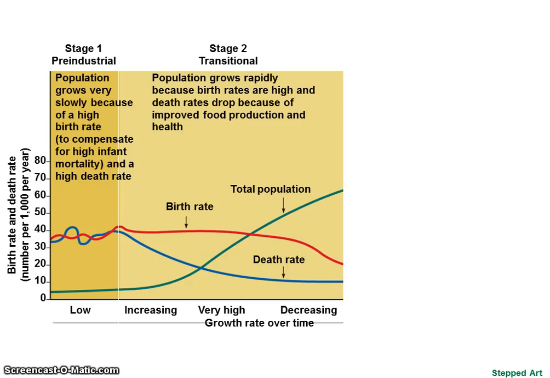During the transitional stage, we see a lot going on with our 3 lines. First off, the important thing to remember is that the death rate is the first change to happen. What's going to be occurring is that the death rate falls. The reason you can think about this as being like the agricultural revolution.